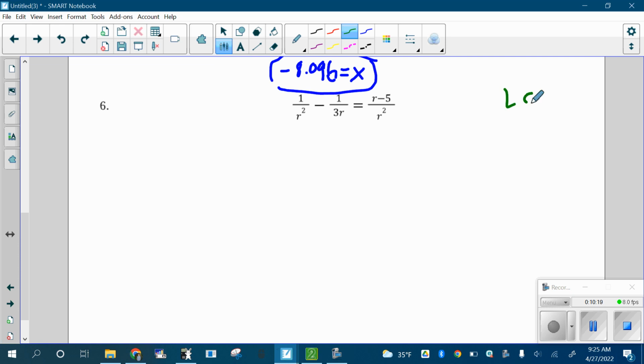I need to use that LCD technique. I need to clear the fractions. Look at the three fractions. Look at the three denominators. What's the least common denominator? Well, it has to have an r squared, and it has to have a 3. That's my least common denominator. I'm going to multiply each fraction by 3r squared on top.